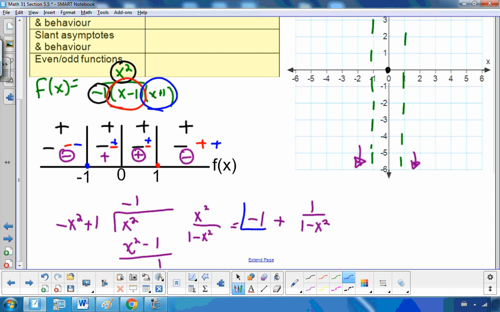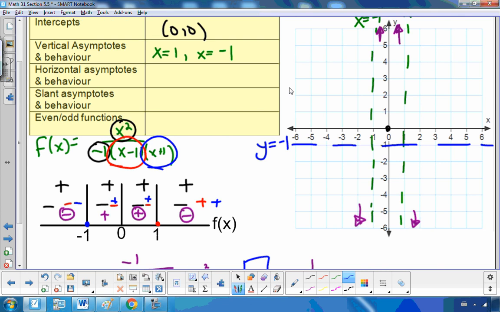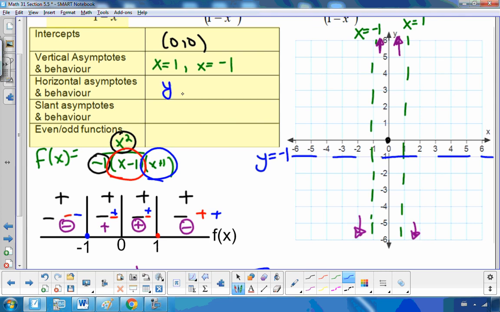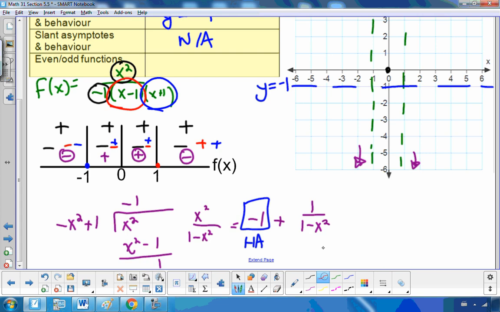So this is my horizontal asymptote. I have a horizontal asymptote at negative 1. I'll just mark that on my graph like that, and I'll note it up in my table. Now, if I have a horizontal asymptote, that means I do not have a slant asymptote. I can't have both. Let's look at my end behavior. That's what this is telling me. The remainder is my end behavior.